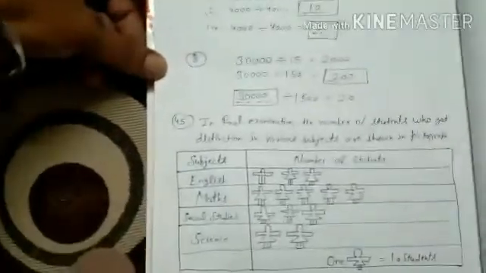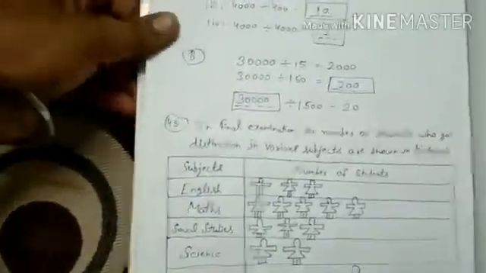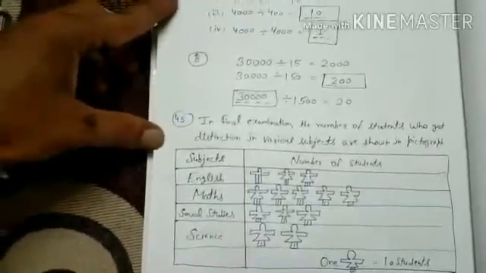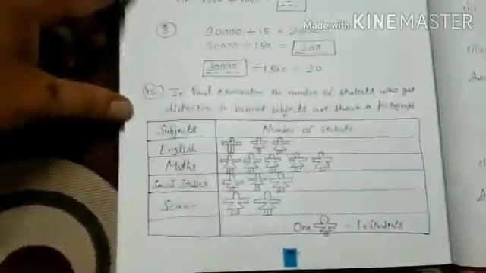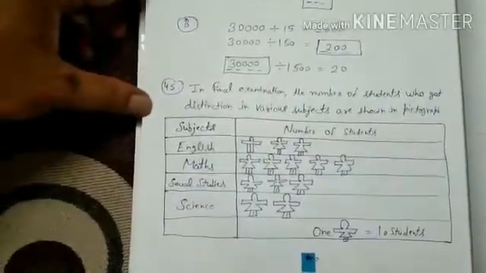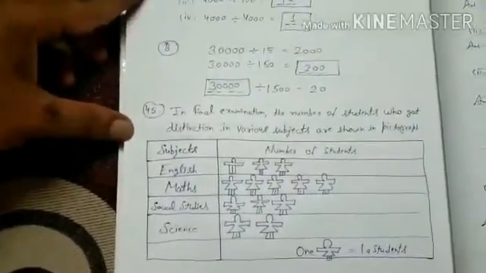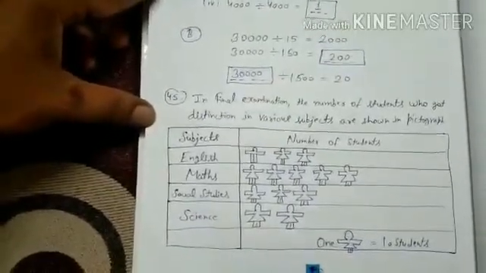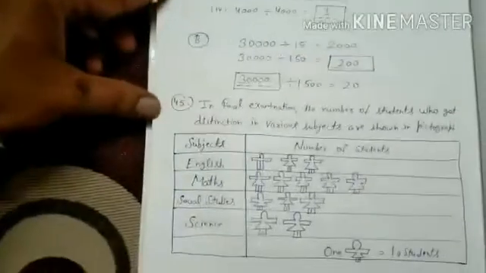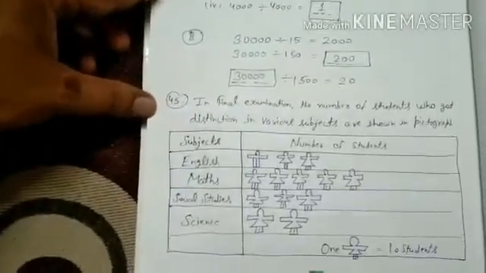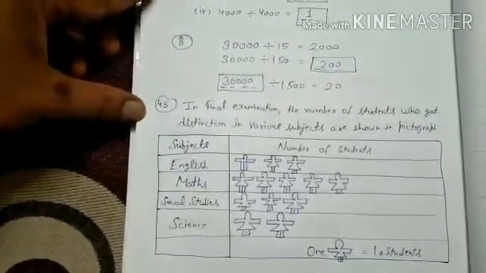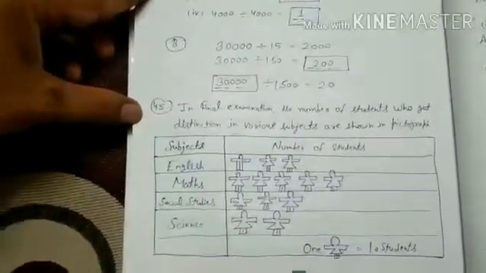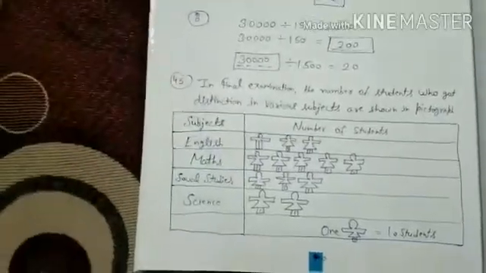And the last problem is on pictograph, and pictograph we have also done in class 4th, that's why we are repeating now. You can see there are some pictures related to subjects. In the final examination, the number of students who got distinction. Students, some of you don't know about distinction. I want to tell what is distinction. Distinction means achieving more than 75% by anyone in any subject. अगर कोई बच्चा 75% से ज़्यादा अचीव करे, that is called distinction.